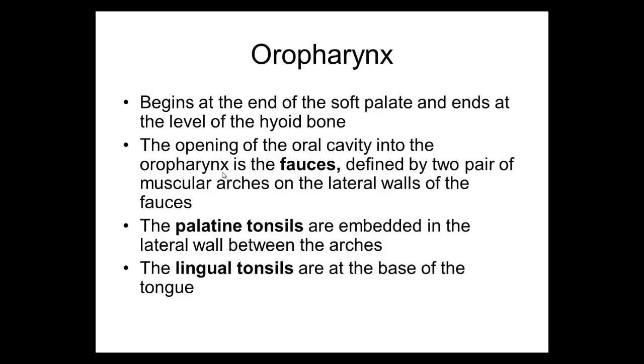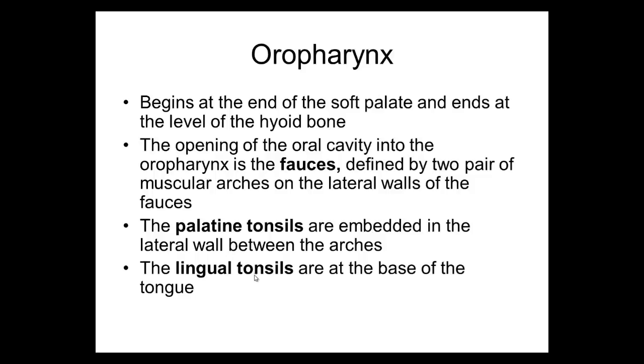And we will have two arches, palatoglossal and the palatopharyngeal arches, and between the two arches we're going to have the palatine tonsils. Also we're going to have another tonsil which is on the tongue, at the base of the tongue. We call that lingual, because of the tongue it's going to be called lingual tonsils.